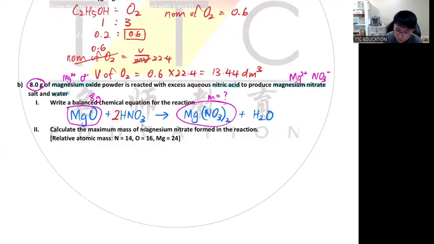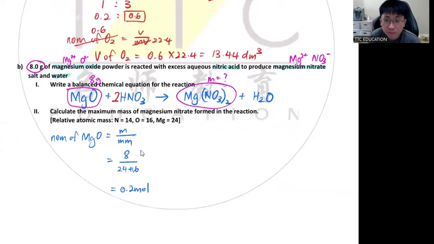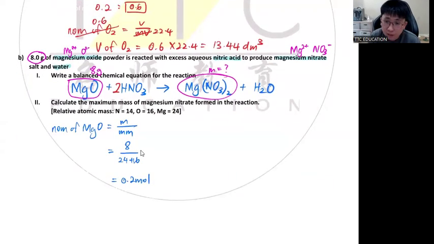Okay, so do the same thing first. I'll start with number of mole of MgO equals mass over molar mass. So mass is 8 gram over MgO. What's MgO? 24 plus 16. So 8 divided by 40, 0.2 mole. Okay, but this MgO is not what you're looking for. You're looking for magnesium nitrate. So I shall ratio MgO to Mg(NO3)2. So the ratio is supposed to be 1 to 1.